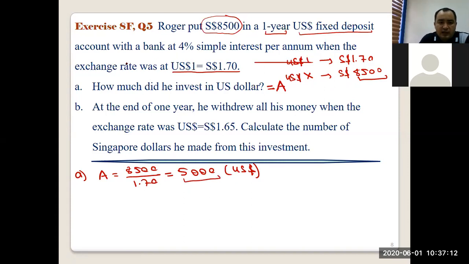Okay. And at the end of 1 year, he withdrew all his money when the exchange rate was this. Calculate the number of Singapore dollars he made from this investment. So B, at the end of the year. Let me write here, this is A, at the end of the year, this is A sub 0. Let's say this is A sub 1. That is what you're withdrawing from the bank, right?